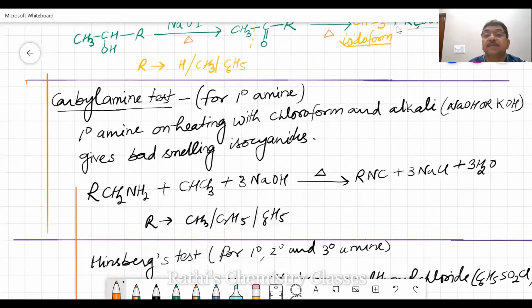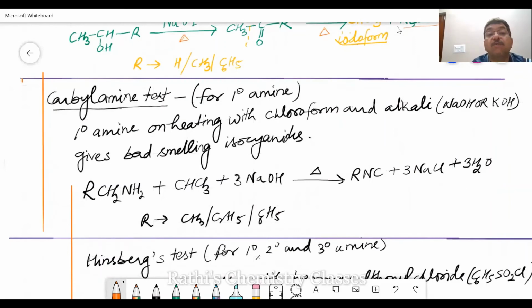Now the carbylamine test. The carbylamine test is given by all primary amines, that is RNH2, which may be aromatic or aliphatic. Aniline also gives this test, as do methylamine and ethylamine. When a primary amine is heated with chloroform and alkali, it gives a bad smelling isocyanide. This is isocyanide.